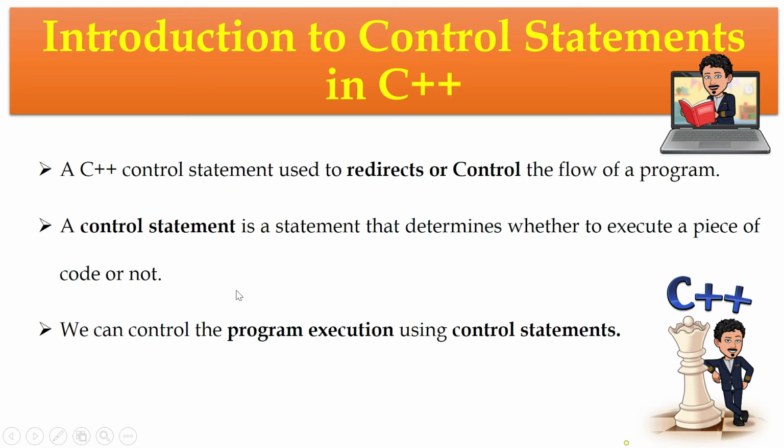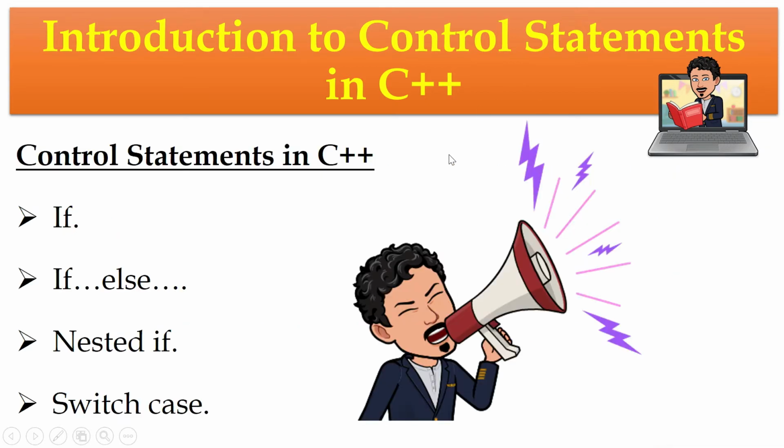So by using a control statement, we can decide which part of the code should be executed. We can control the program execution using control statements, right? So we can control the flow of a program, and program logic can be decided based on control statements. Okay, so what are the control statements in C++?